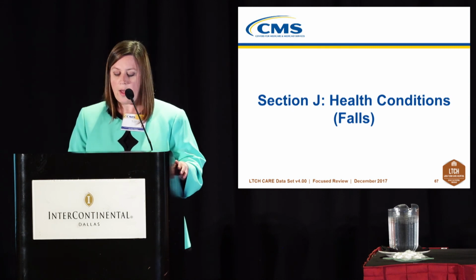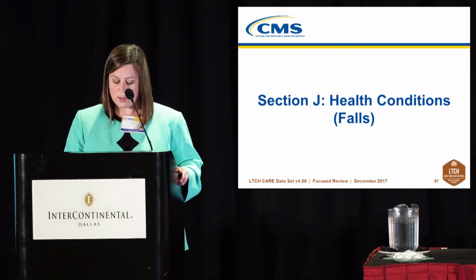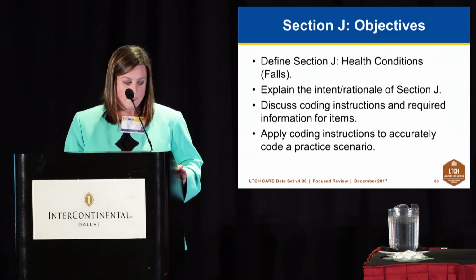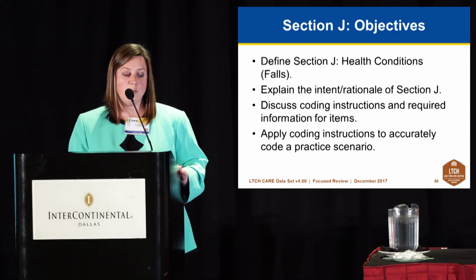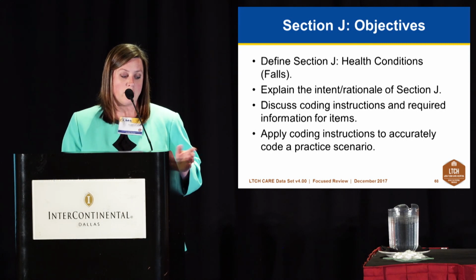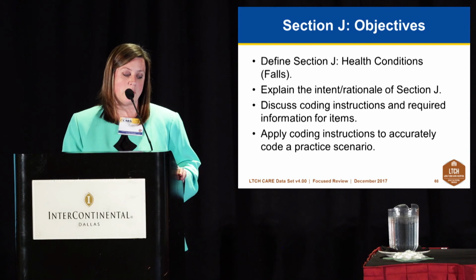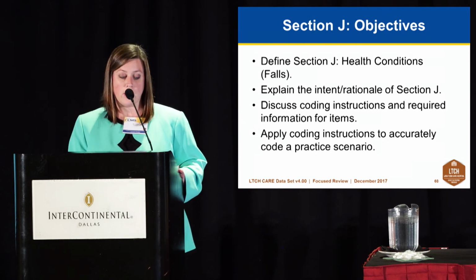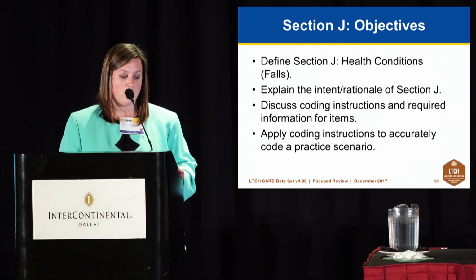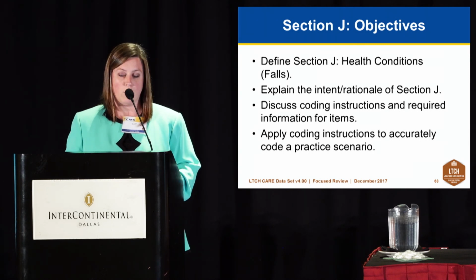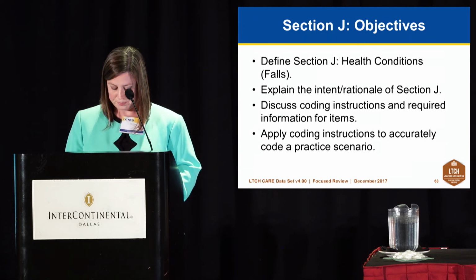Section J, health conditions, falls. The objectives for the section are to define Section J, health conditions, explain the intent and rationale of Section J, discuss coding instructions and required information for the items, and then apply the coding instructions to accurately code a practice scenario.